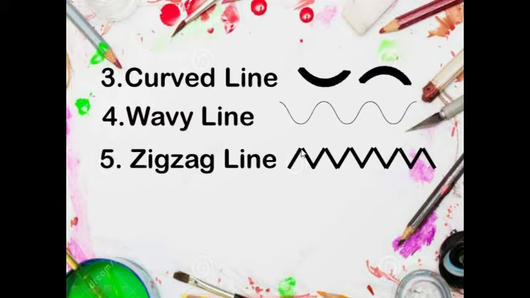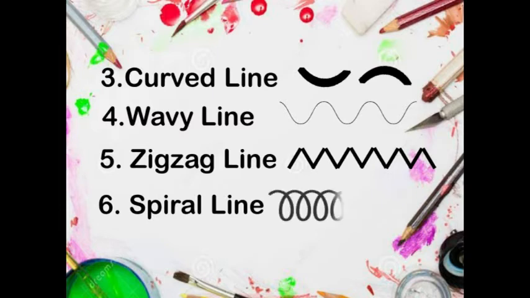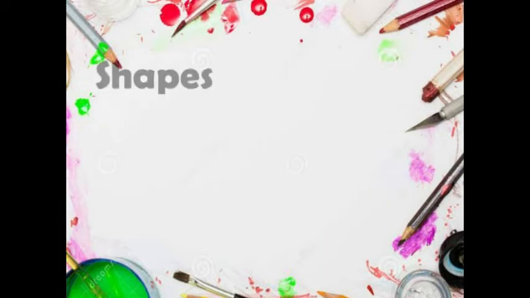Next line is the spiral line. Spiral lines are lines winding or circling a center, just like this. So these are the examples of lines. We have there the straight line, diagonal line, curved line, wavy line, zigzag line, and spiral line. So now let's talk about the shapes.